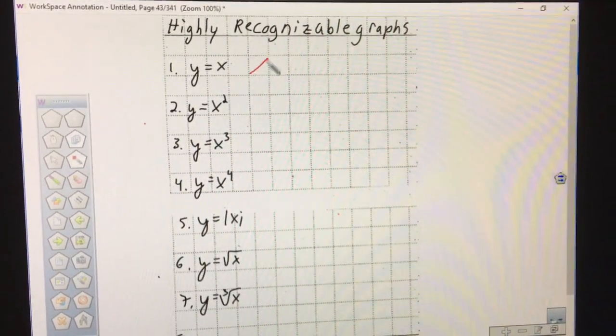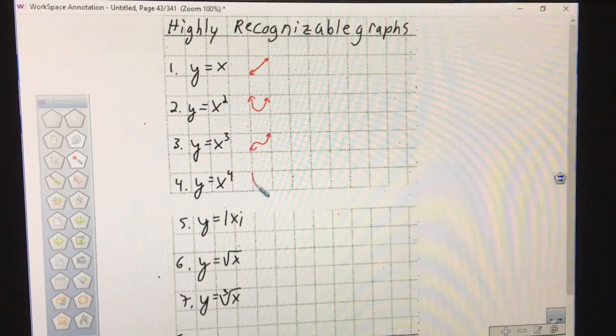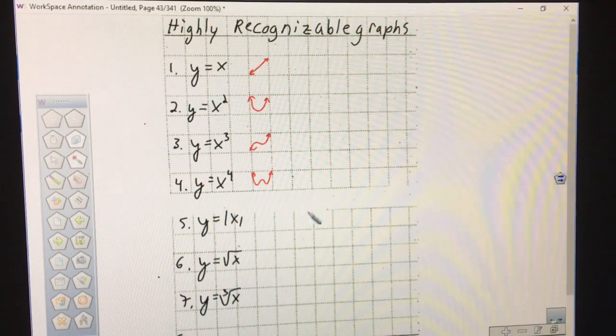Again, y equals x is just a straight line, down on the left, up on the right. X squared is up, up. X cubed is down on the left, up on the right. Little snake pattern. X to the fourth is going to give you a nice looking W shape if we have other stuff after the x to the fourth. Absolute value of x is a V.